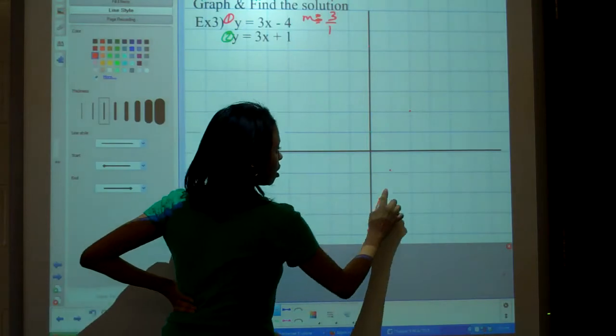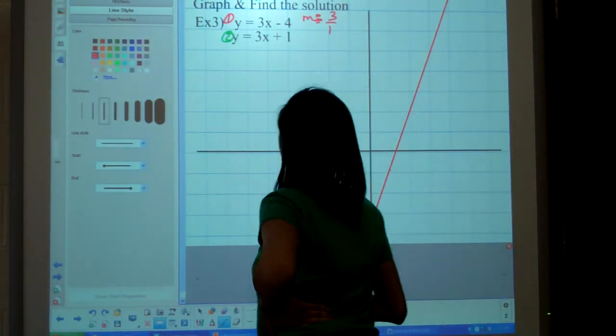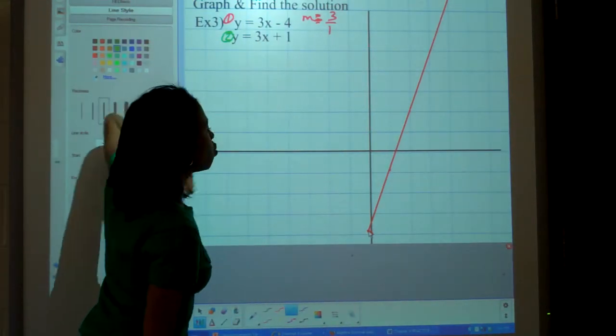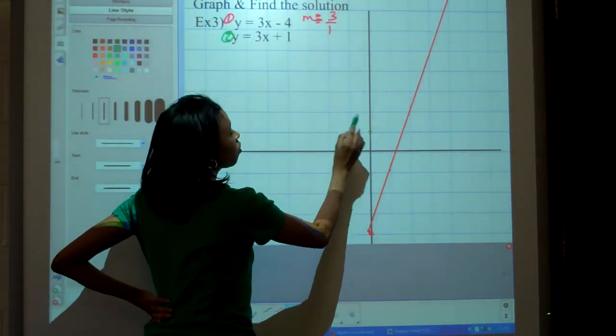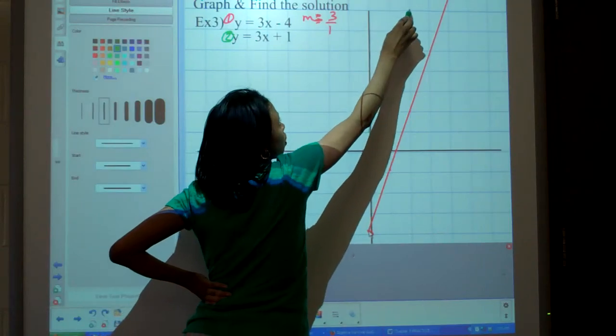And here it is there. Alright, that's what this red one looks like. Now I'm going to grab the green one. 3x plus 1. This one is going to be a positive 1 right there. Rise up 1, 2, 3, run 1.